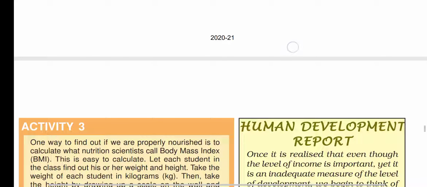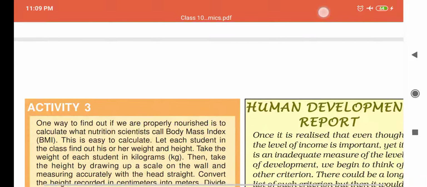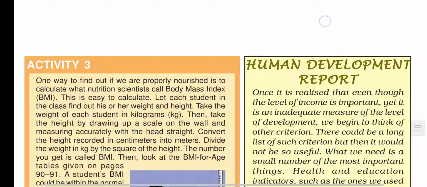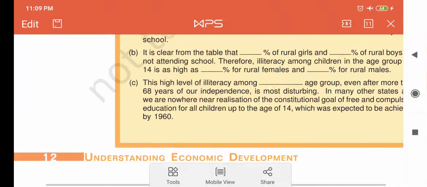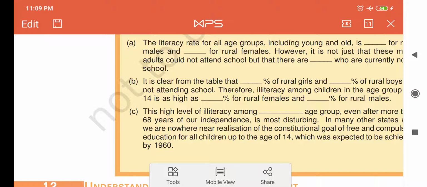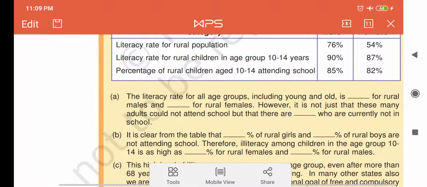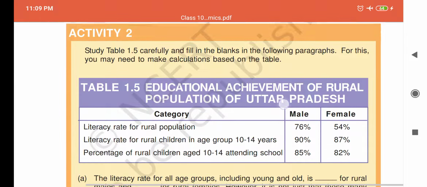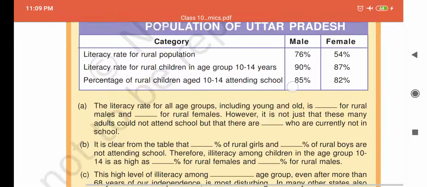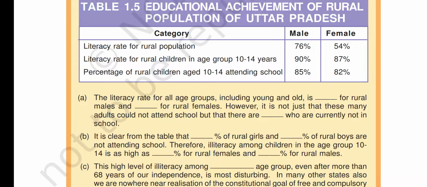Next part of the chapter that we will be talking about is the Human Development Report. But as of now today, I will not continue the development report here. We will be doing it in the next video. Till then, I want you to go through this table, the table Education Achievement of Rural Population of Uttar Pradesh, and try to fill up the blanks based on the table, and we'll discuss this in our next video.